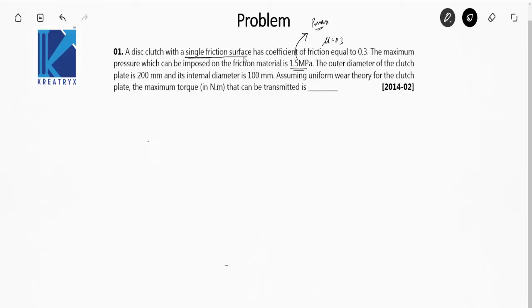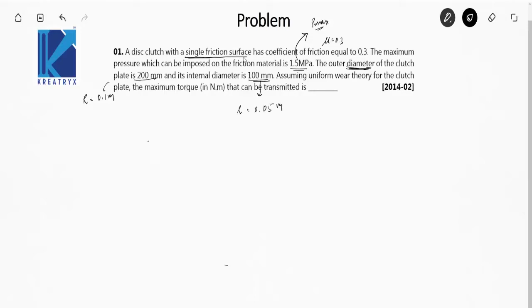The outer diameter of the clutch plate is 200 mm. Be careful, this is the outer diameter, and in our uniform pressure theory and uniform wear theories, in the formulas we generally consider radius. So the outer diameter of the clutch is 200 mm, that is outer radius capital R is 100 mm, that is 0.1 meter, and its internal diameter is 100 mm, that is small r is 50 mm, that is 0.05 meter.